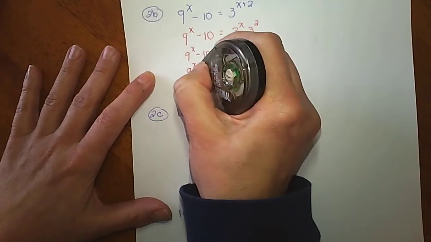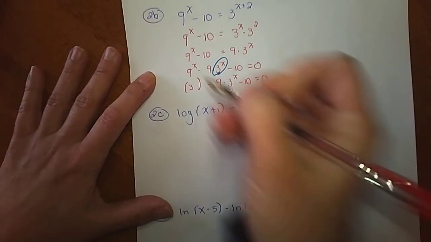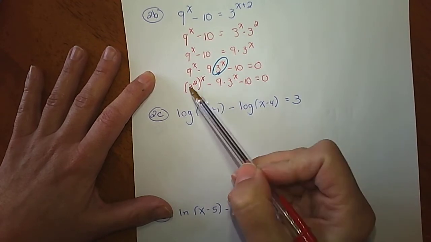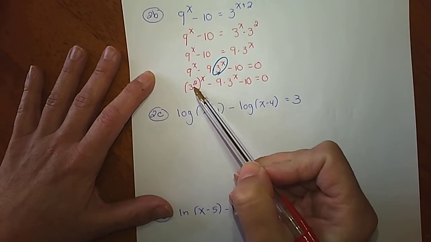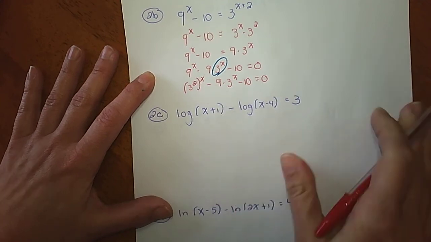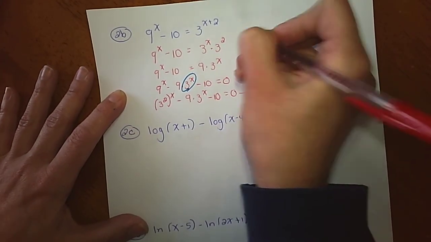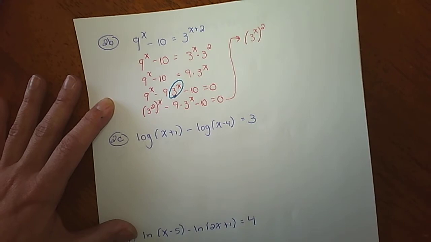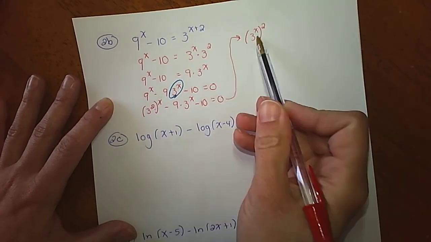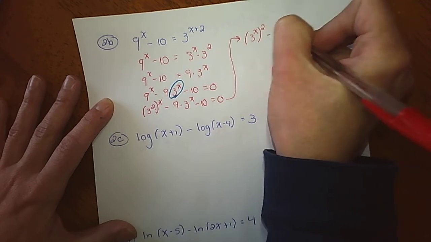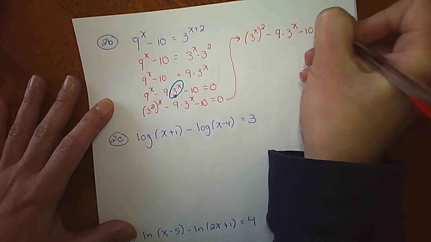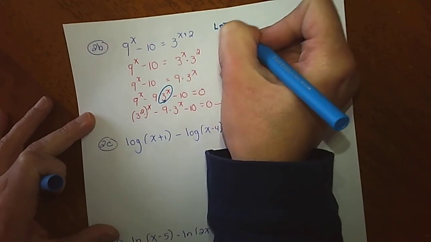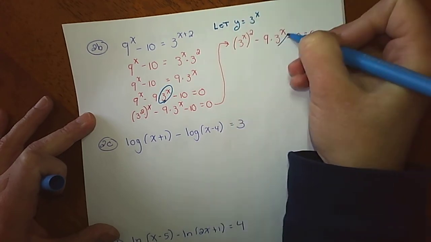Actually, it's smarter to write it this way. I'm going to change that. I'll explain what I'm thinking. 9 can become 3 squared, but multiplication is commutative, so I'll bring it up here. You can rewrite this as 3 to the x, squared. This and this mean exactly the same thing. Minus 9 times 3 to the x minus 10 equals 0. The reason why I rewrote it that way is because my let statement now is going to let y equal 3 to the x, because this is always our y equals.